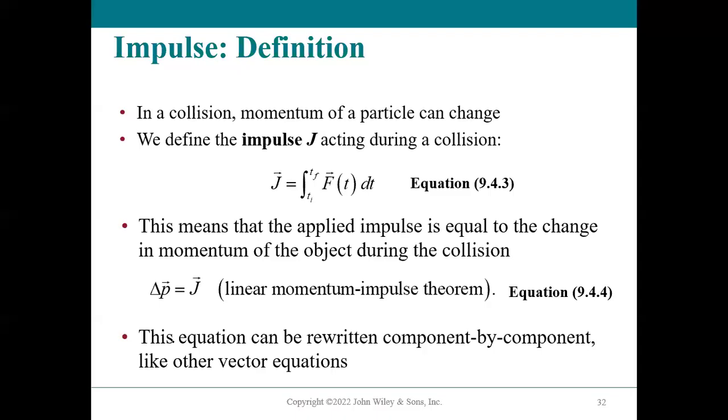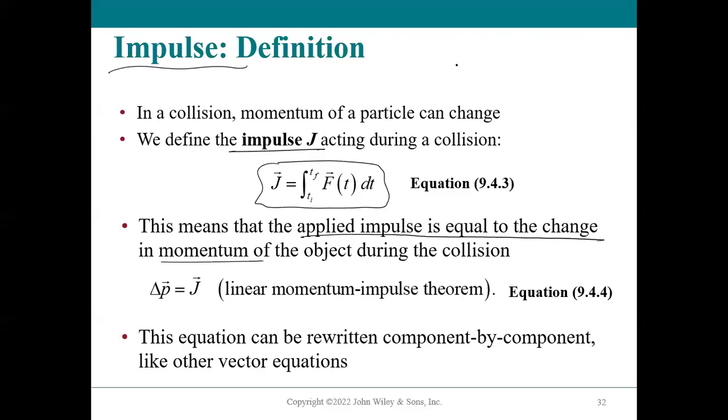Okay, first is the definition of impulse. In a collision, the momentum of a particle can change. We define a quantity called impulse, J, acting during a collision. We can write J equal to the integral of force dt. It means that the applied impulse is equal to the change in momentum of the object during the collision.